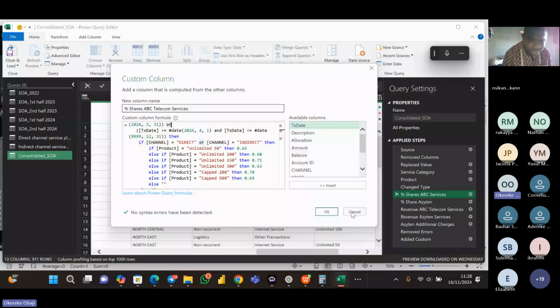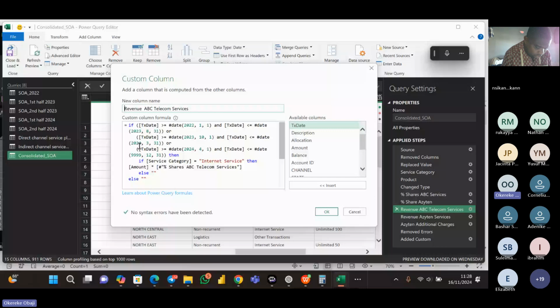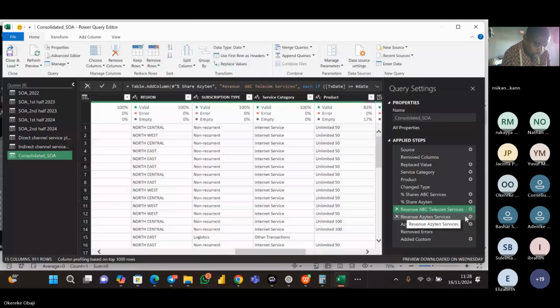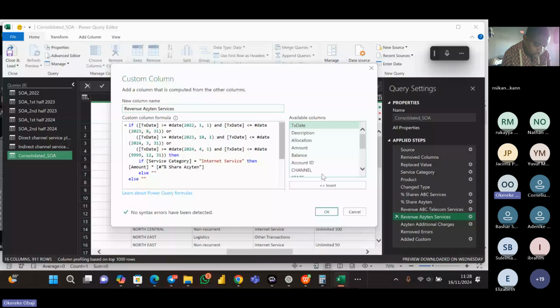Then for the revenue, we also followed the same suit, ensuring that the date bracket in the service is followed. Now, let's not forget that it is only internet service that we shared using the share percentages. We shared that between Azyten and ABC. It is only internet service that is shared between them. However, the additional charges went strictly to Azyten.